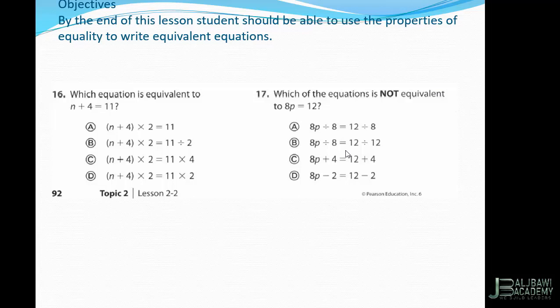Last but not least, let me discuss question number 16. Which equation is equivalent to n plus 4 equals 11? In the first choice, he multiplied the first side by 2, but he didn't multiply the second side by anything, so it's wrong. In the second choice, he multiplied the first side by 2, but he divided the second side by 2, so it's not. In the third one, he multiplied the first side by 2, but he multiplied the second side by 4. It's wrong. In the last one, he multiplied both sides by 2. As you can see, we multiply both sides by the same number or the same amount, so it is correct. So the answer is D.